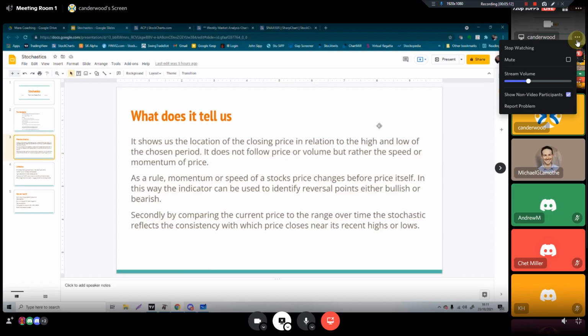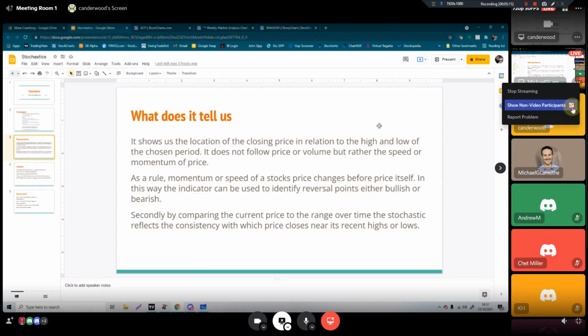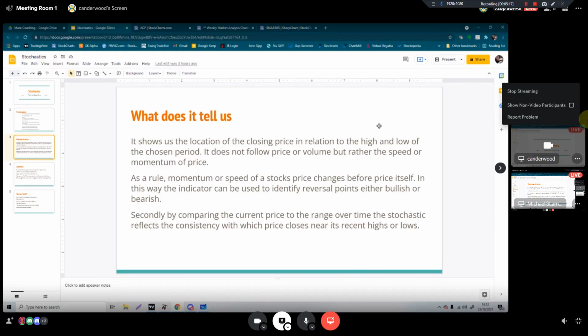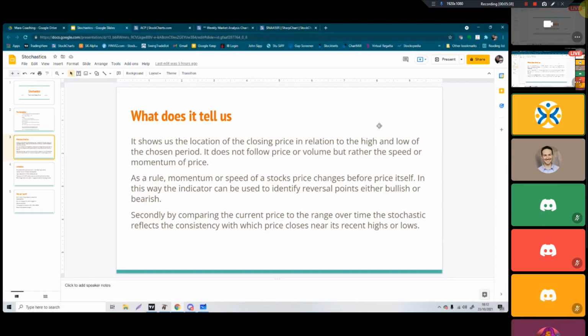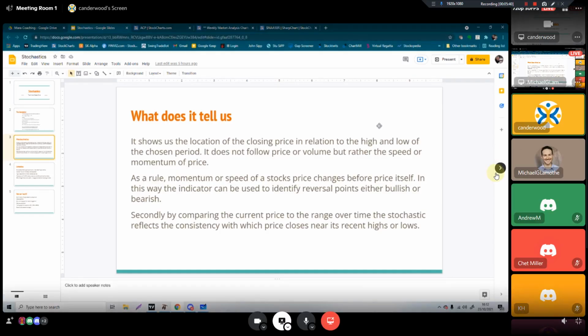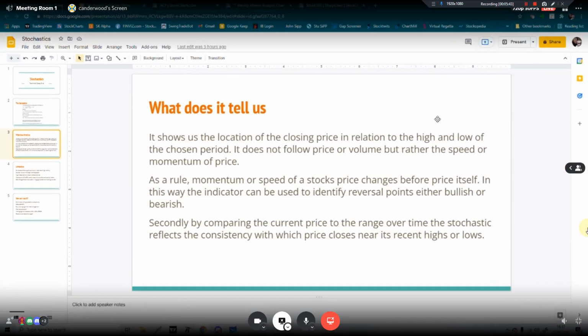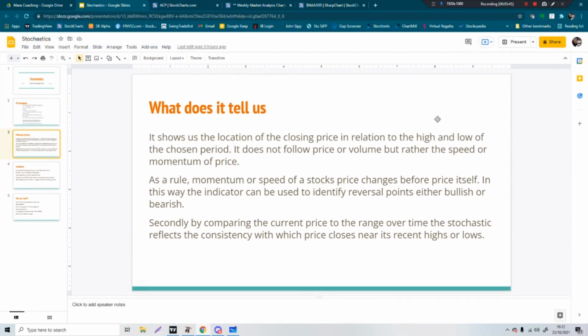So what does it actually tell us? So really it's about that relationship between where the closing price is and what the previous look back range has been. As I say, it doesn't really follow price or volume or anything like that, but it's really a momentum indicator. It shows you what the current momentum actually is. And as breakout traders or momentum traders, then it's an important indicator to use. In fact, it's probably a better indicator than many of the other ones that people sometimes use because it's a pure momentum indicator.